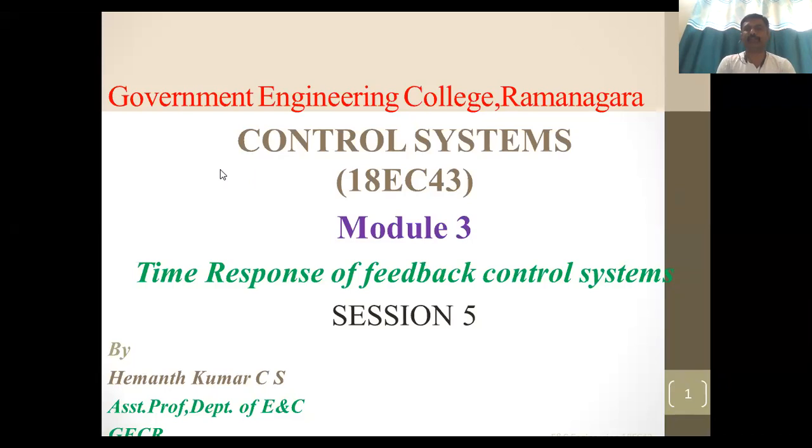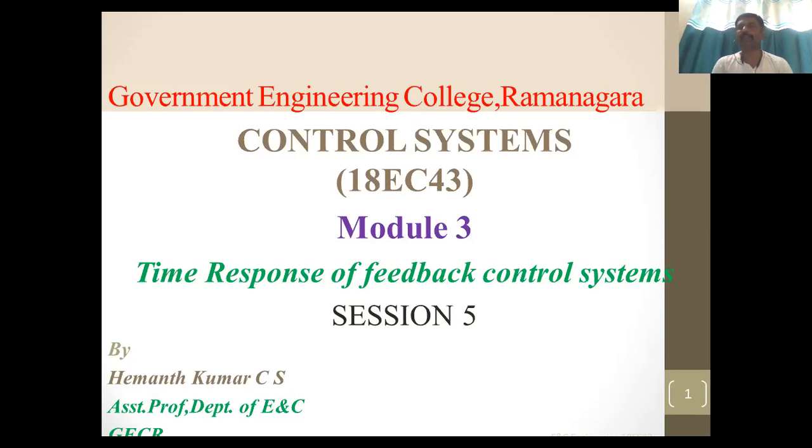That is session number 5 associated with this module 3, that is time response of feedback control systems. So far with this module 3, we have covered 4 sessions. With the 4 sessions, we understood the basic concepts of time response of feedback control systems. What are all the basic concepts we understood? We understood what is transient response, what is steady state response, then the different types of inputs applicable for feedback control systems. Later, we had the analysis of first order system and second order system for unit step input.